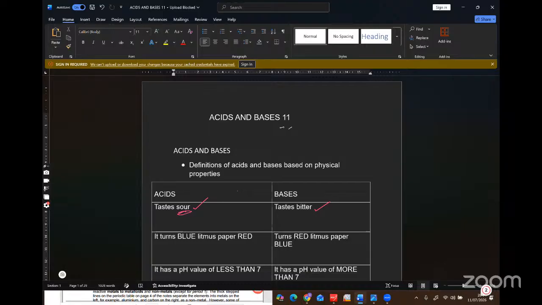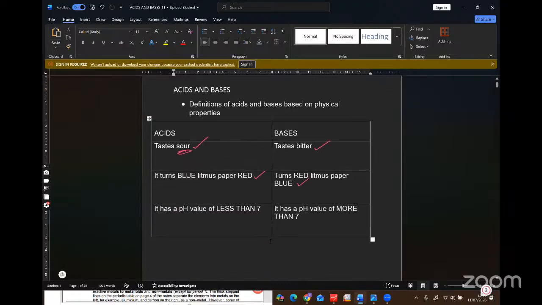Then you can also define them on the basis of their effect on litmus paper. So you can say that an acid turns blue litmus paper red and a base turns red litmus paper blue. And you can also define acids and bases on the basis of the pH. We'll talk about pH in the next section. And you can say that acids have pH less than 7 and bases have pH more than 7. So these are rudimentary definitions, basic definitions. These are the definitions you learn in the lower grades. When I talk about the lower grades, I'm talking as far as your NS. You have done this at some point in time.